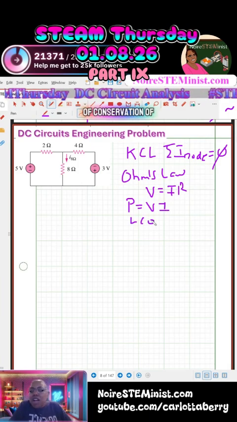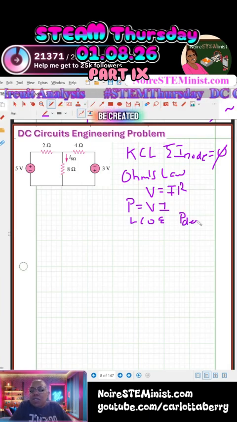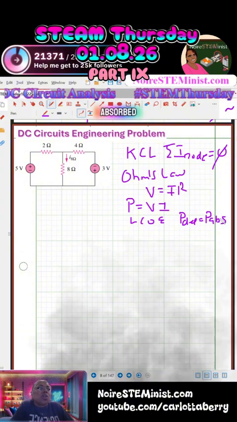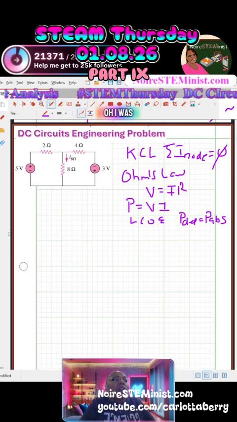And we're going to use the law of conservation of energy, which states that energy can neither be created nor destroyed, only transferred, or power delivered equals power absorbed. Let's label the nodes.